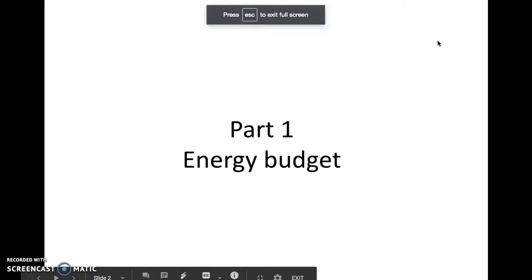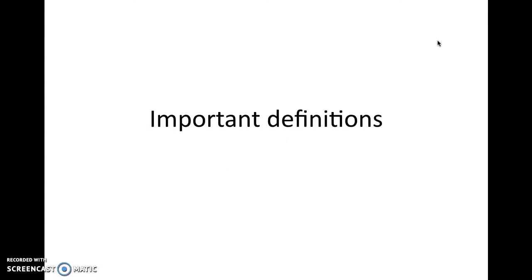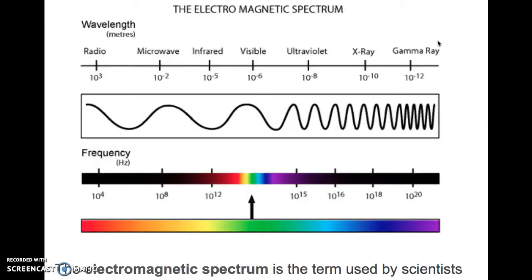Okay, so this is part one of a three-part video on energy budget. The first thing that we need to remember is the electromagnetic spectrum. We went over this in class when we did the flame test.